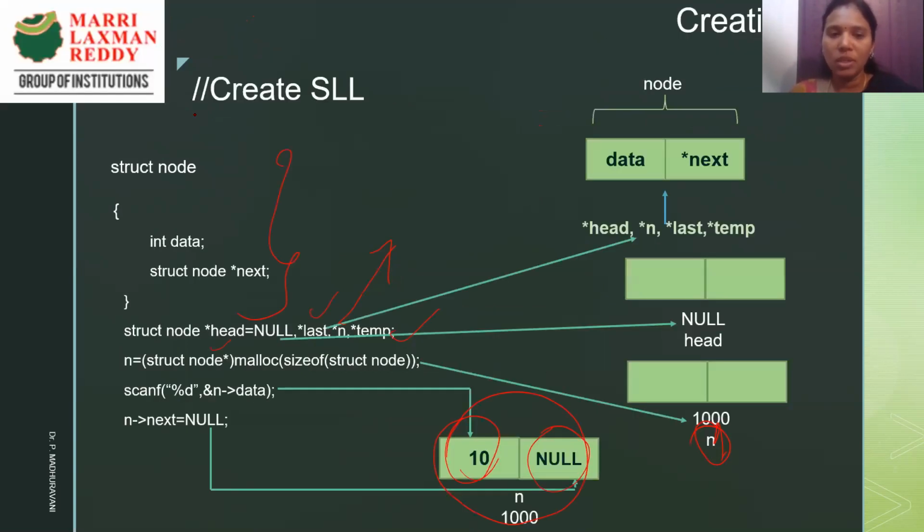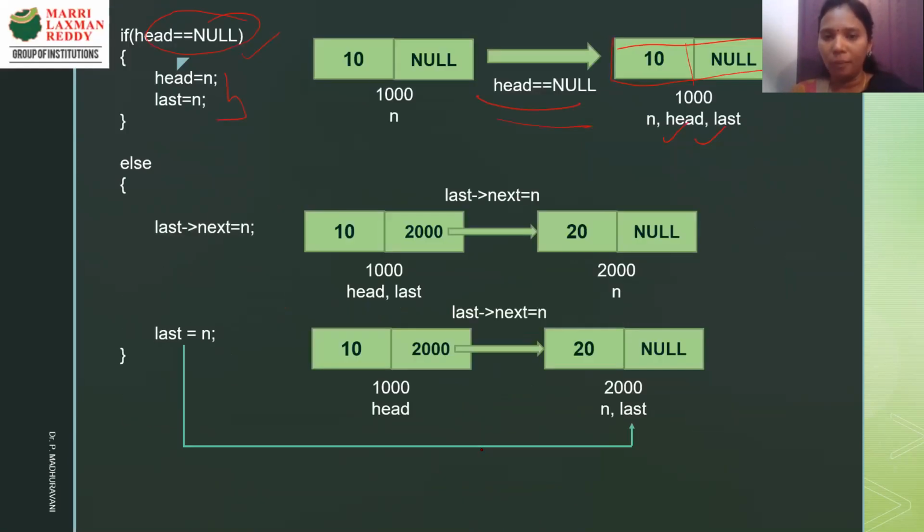Like the previous procedure, allocate memory and refer to that memory with n, insert the data value into the data part, and make the next part null. Likewise, I have allocated memory for the node structure that I am referring to with n, and the data part I have initialized with 20, and I am making the next part null. Now this is my second node.